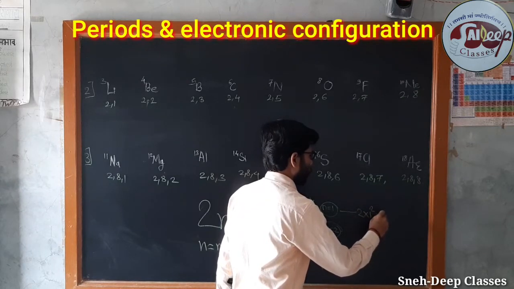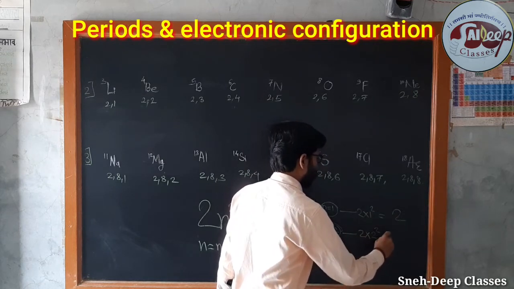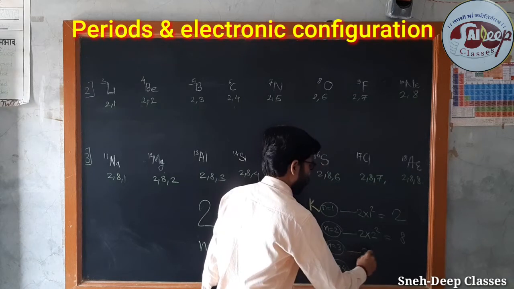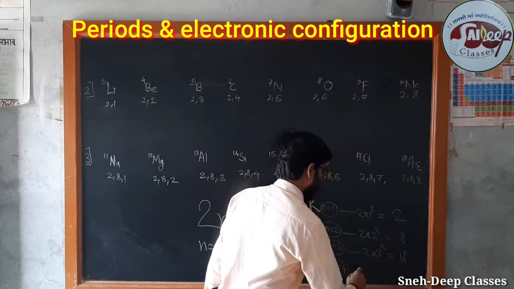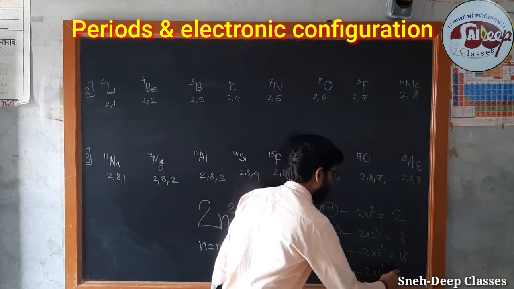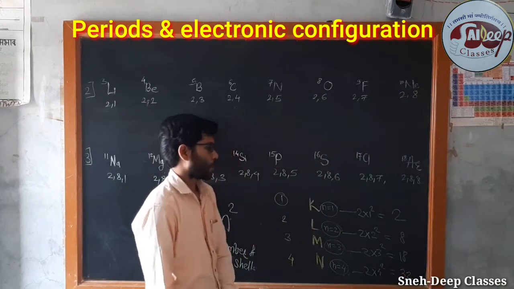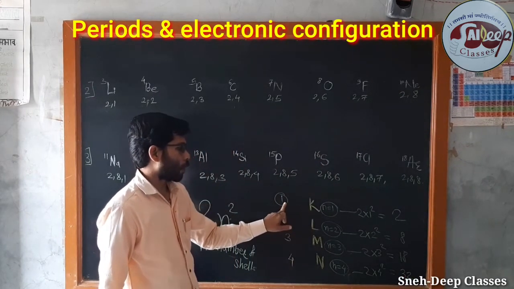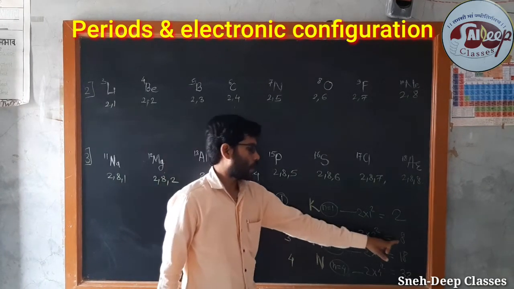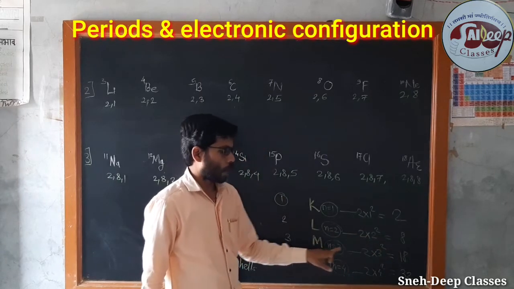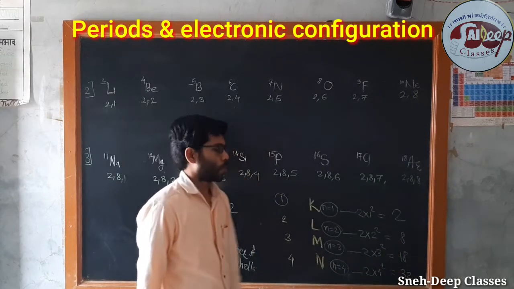2 into 1 square, that means 2. 2 into 2 square, that means 8. 2 into 3 square, that means 18. And 2 into 4 square, that means 32. The capacity of the K cell, that means the first cell, is 2. The capacity of the L cell, that means the second cell, is 8. The capacity of the M cell is 18. And the capacity of the N cell is 32.